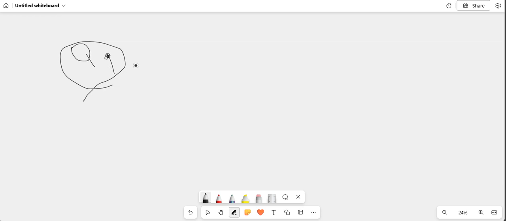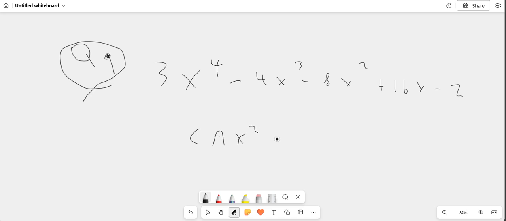it's simple. So write the cubic first, I mean the quartic here. So 3x to the power 4 minus 4x cubed minus 8x squared plus 16x minus 2. And then write the bracket underneath. So ax squared plus bx plus c times x squared minus 3.